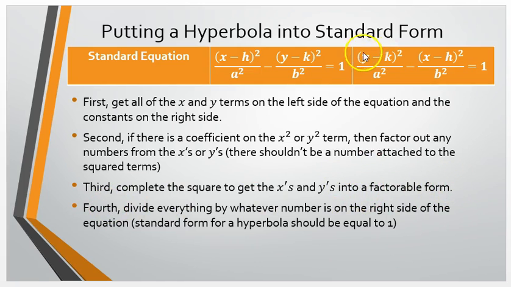And then your last step is, since the right-hand side of the equation needs to be equal to 1, you're going to divide every single term. You should have 3 different values. You're going to divide all of them by whatever number you have on the right side of the equation. That way it'll change the right-hand side of the equation into a 1, and you'll end up with your fractions on the left-hand side.